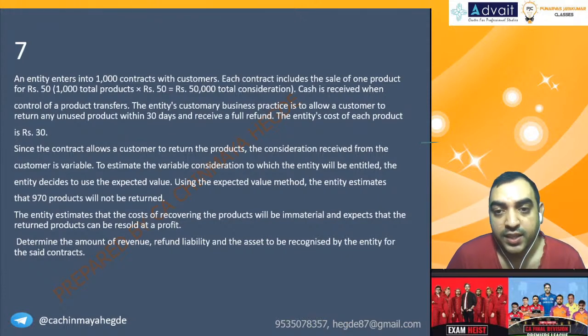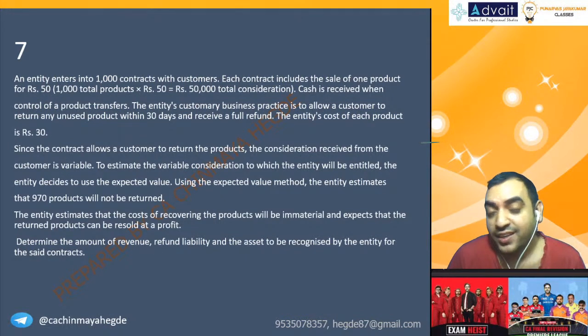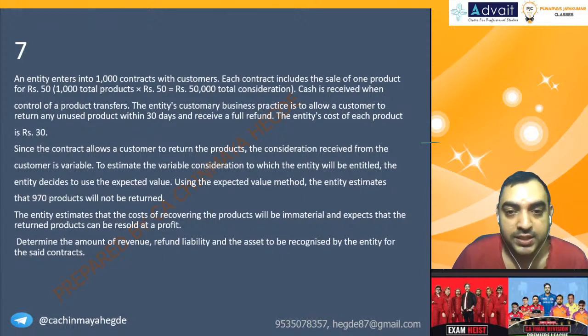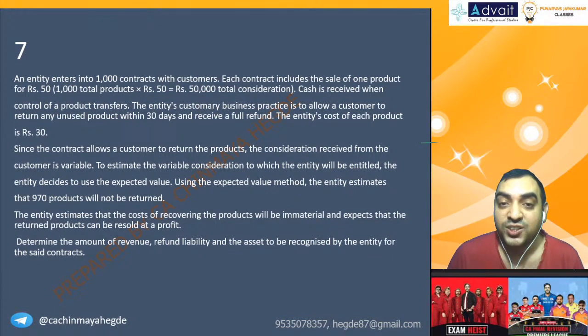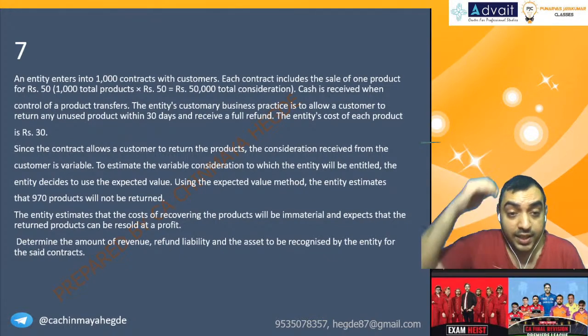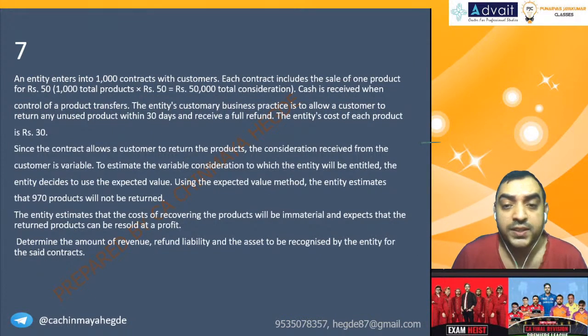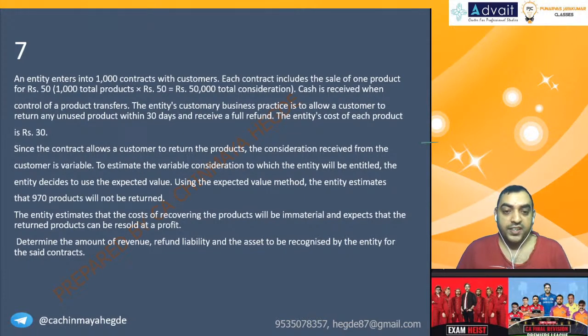The entity's customary business practice is to allow customers to return any unused product within 30 days and receive a full refund. The entity's cost of each product is rupees 30. Since the contract allows customers to return the products, the consideration received from the customer is variable. To estimate the variable consideration the entity will be entitled to, the entity decides to use the expected value. Using the expected value method, the entity estimates 970 products will not be returned. The entity estimates that the cost of recovering the products will be immaterial and expects the returned products can be sold at a profit. Determine the amount of revenue, refund liability, and asset to be recognized by the entity for the said contracts.